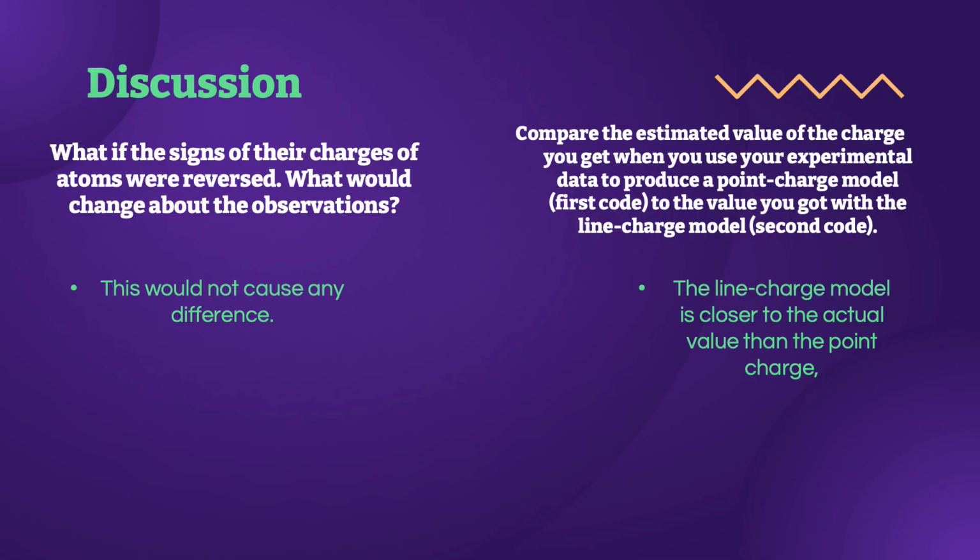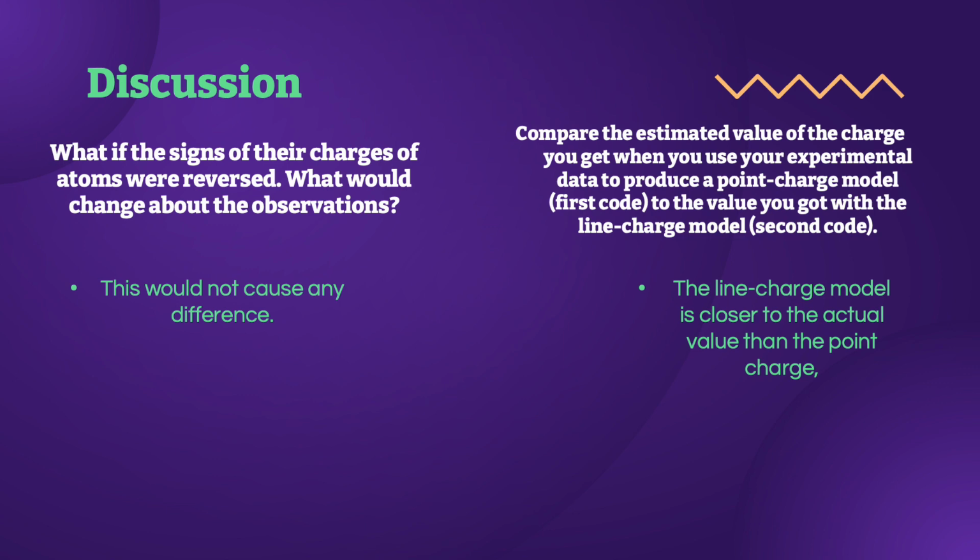What if the signs were reversed? If protons were negative and electrons were positive, there would be no difference. That's just a change in convention, so everything would still be the same. We would just address them differently, but it has no effect on the results here. Instead of calling them electrons, we'll call them protons.